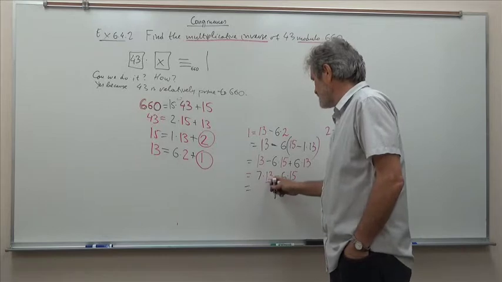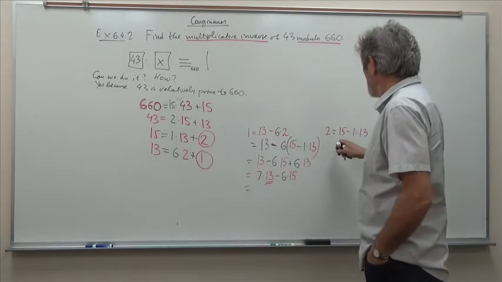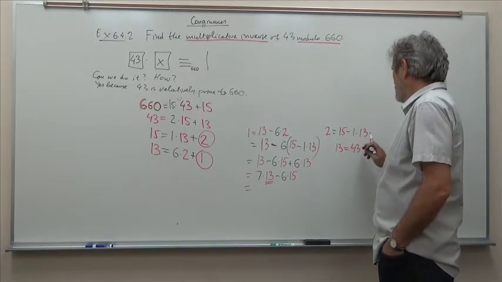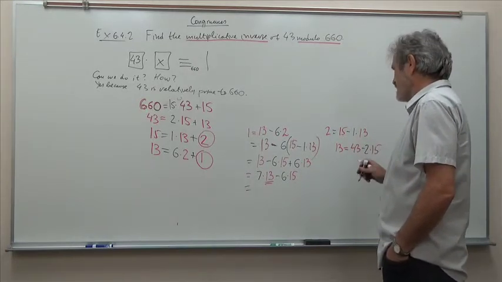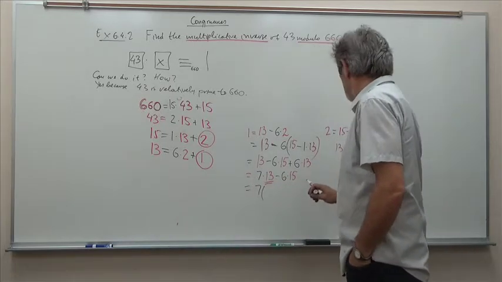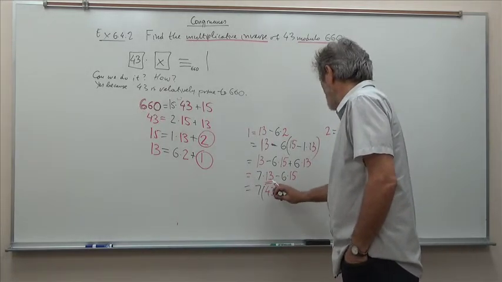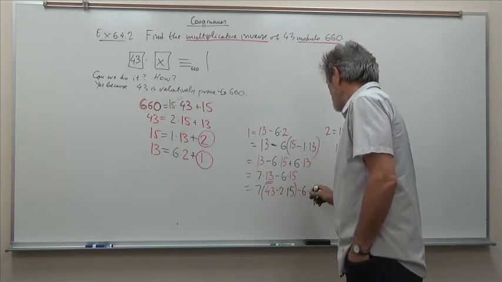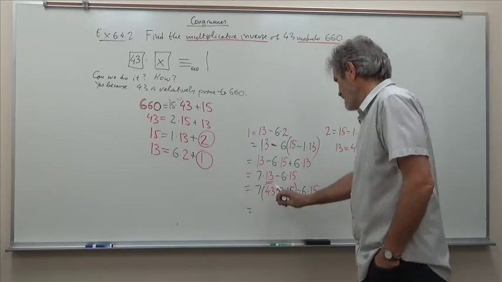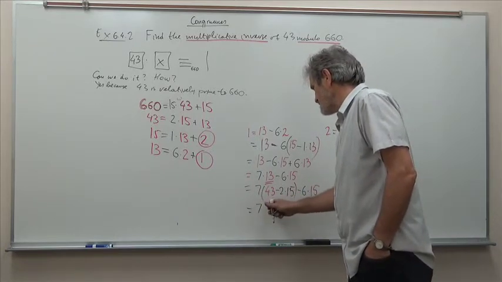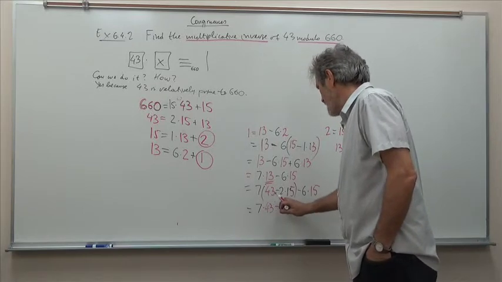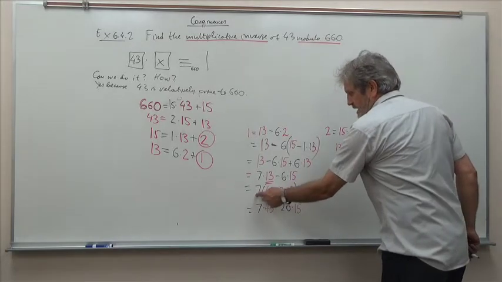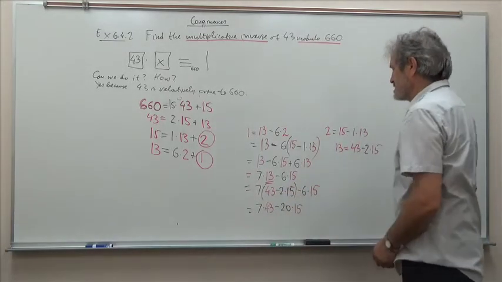Who's younger here? 13. So 13 should be traded here. So what's 13? It's 43 minus 2 times 15. And then I trade: 7 times 43 minus 2 times 15, and minus 6 times 15. If I multiply, I get 7 times 43 minus 20 times 15. How did I get that? The black ones could be multiplied: 7 times minus 14 and minus 6 is minus 20.